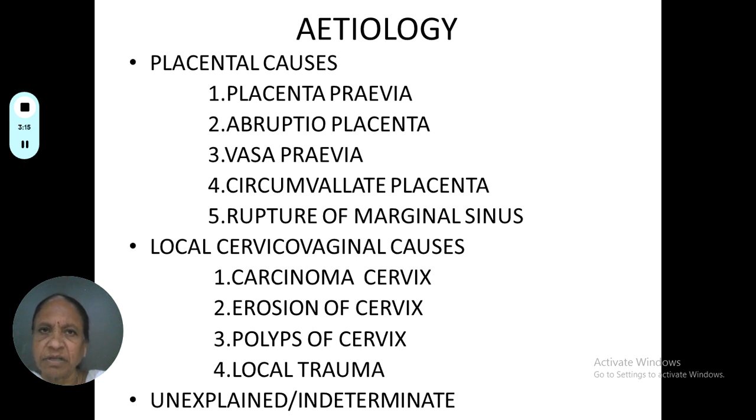Polyp of the cervix, sometimes an endometrial polyp or cervical polyp, may present during pregnancy and cause light, now and then bleeding in the later times. Local trauma, suppose any accidental fall or accident, can sometimes cause bleeding from the vagina. Sometimes it is unexplained; we may not be able to explain the cause of the bleeding in later pregnancy.